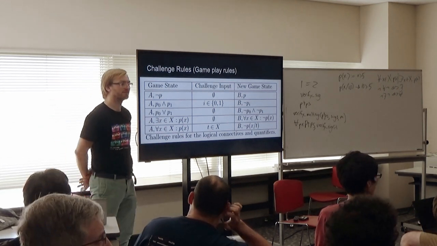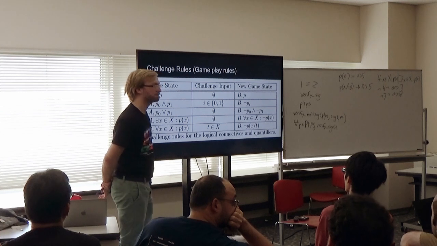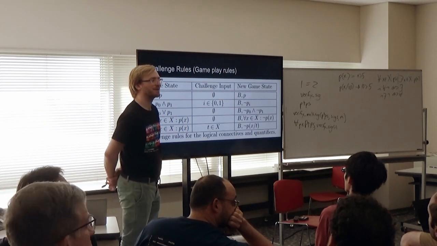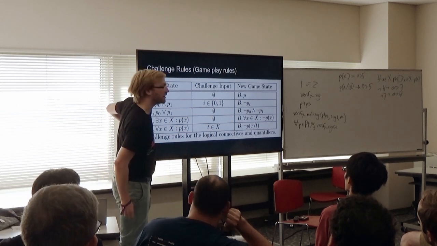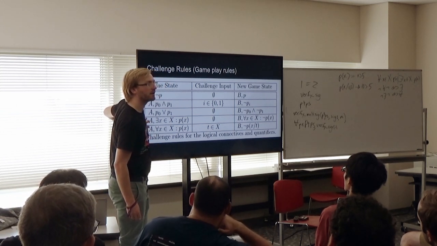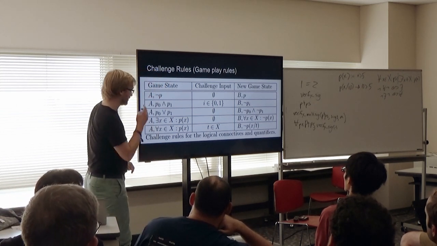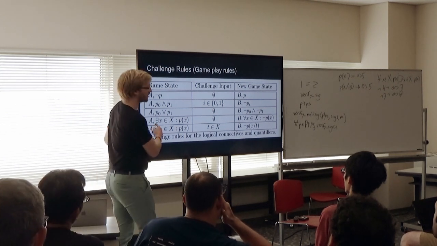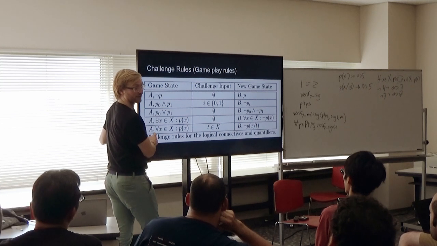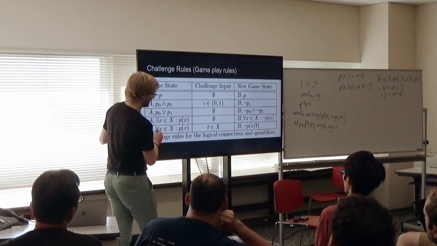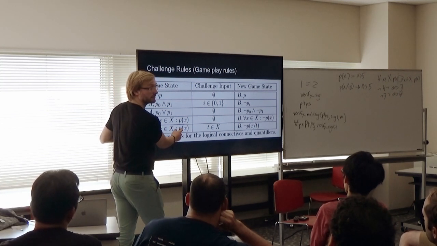Question? Yes? Sorry, could you speak up a little bit? Yeah, sorry. The last two conditions, can you explain why they go into a loop? Ah, so they don't go into a loop. An exists turns into a for all, but a for all does not turn into an exists. A for all just gets rid of the for all and puts a not in front. Right?